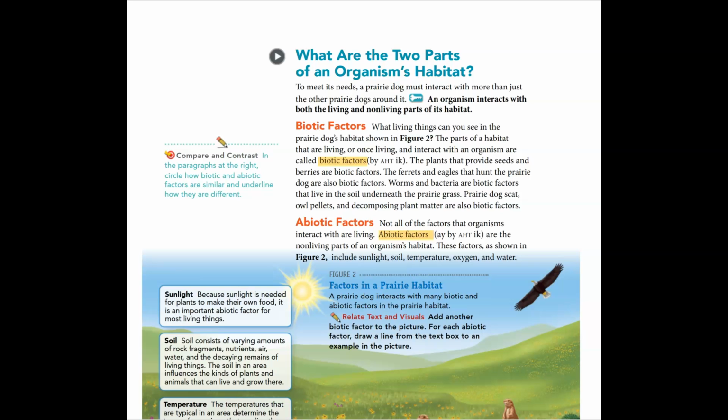The plants that provide seeds and berries are biotic factors. The ferrets and eagles that hunt the prairie dog are also biotic factors. Worms and bacteria are biotic factors that live in the soil underneath the prairie grass. Prairie dog scat, owl pellets, and decomposing plant matter are also biotic factors.